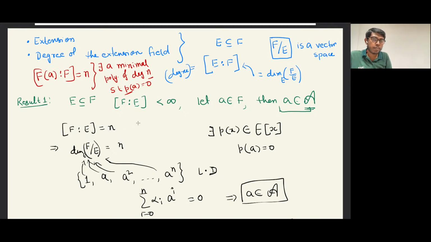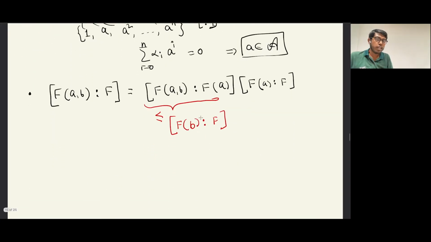For example, if you consider Q(√2) over Q, this is equal to 2 because the minimal polynomial is x² − 2 and the degree is 2. So you cannot have a lower one. So this is 2. Okay, so here it says that F(a,b) over F(a).